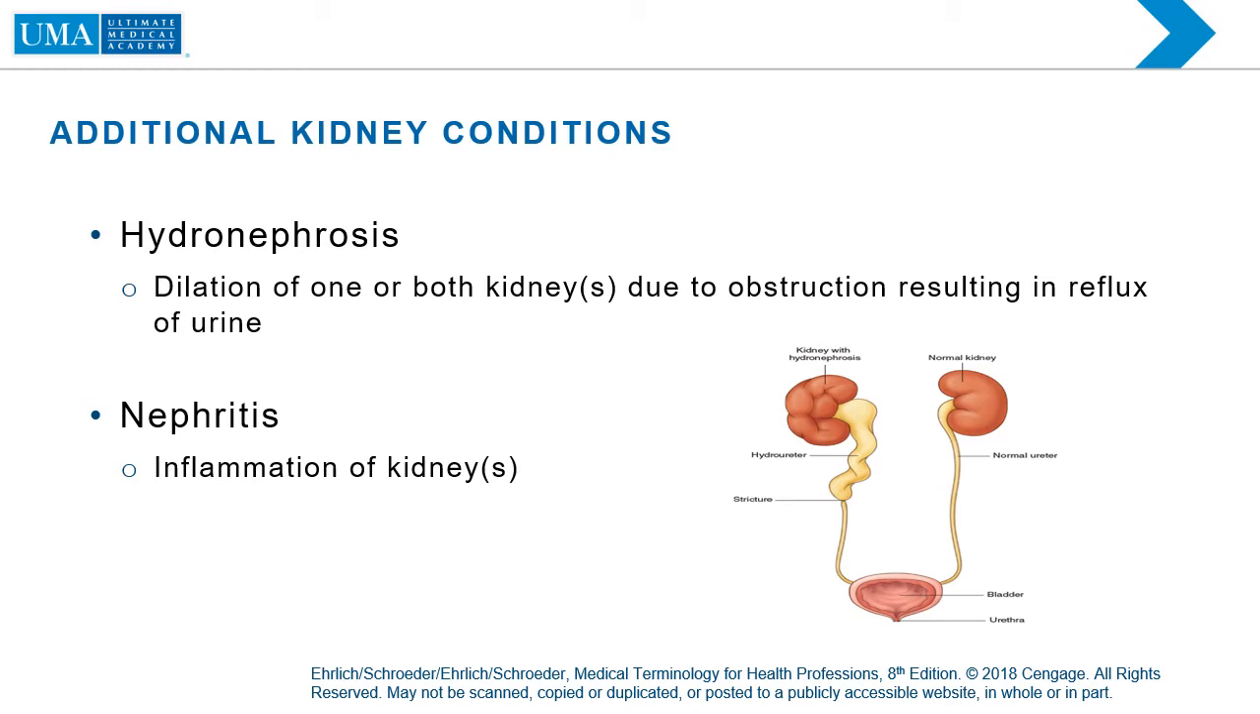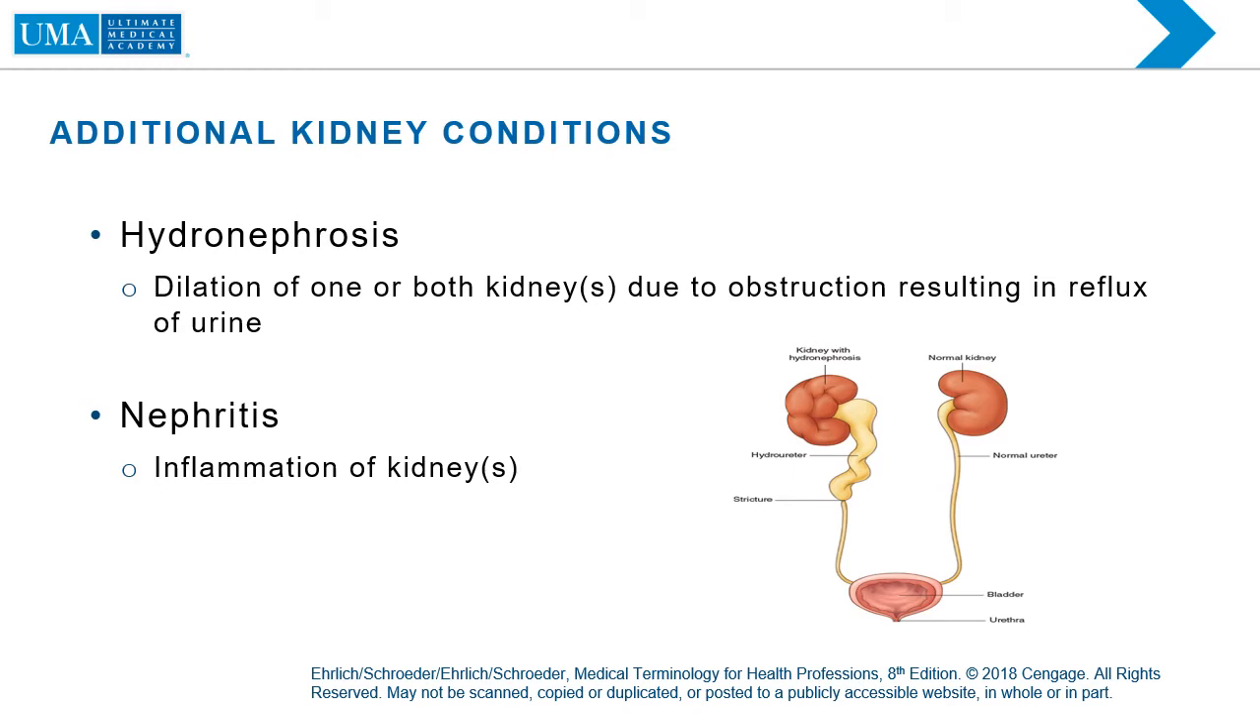Now, this condition can be caused by problems associated with the backing up of urine that may be due to an obstruction from a kidney stone or maybe a narrowing in the ureter. Next, we have nephritis. Breaking it down, the nephr again means kidney, and itis means inflammation. So the definition here would be the inflammation of the kidney or the pair of kidneys.